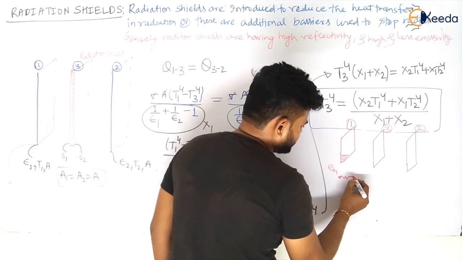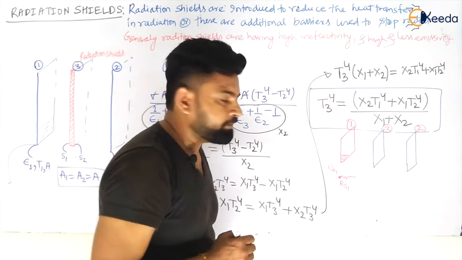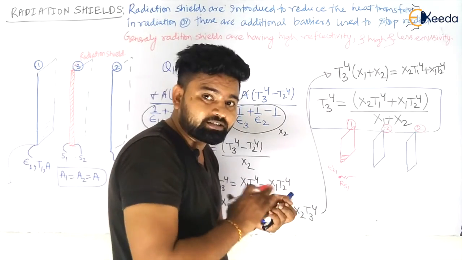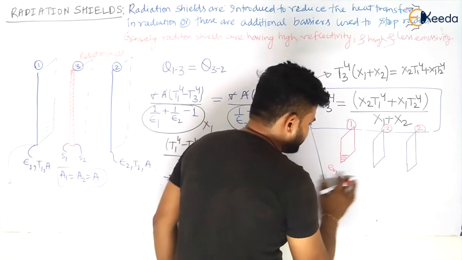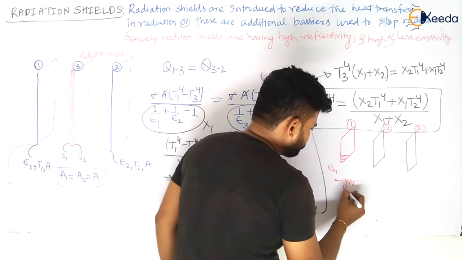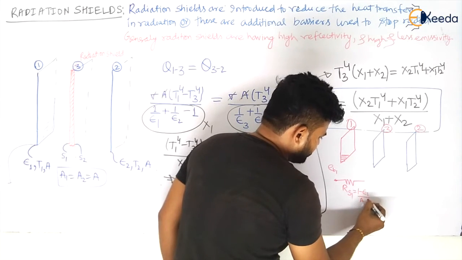This plate, which is at T1, or we can take it EB1, will have some surface resistance, that is RS1, my dear students. This will have some surface resistance due to its surface, which will be equal to 1 minus E1 by A1 E1.